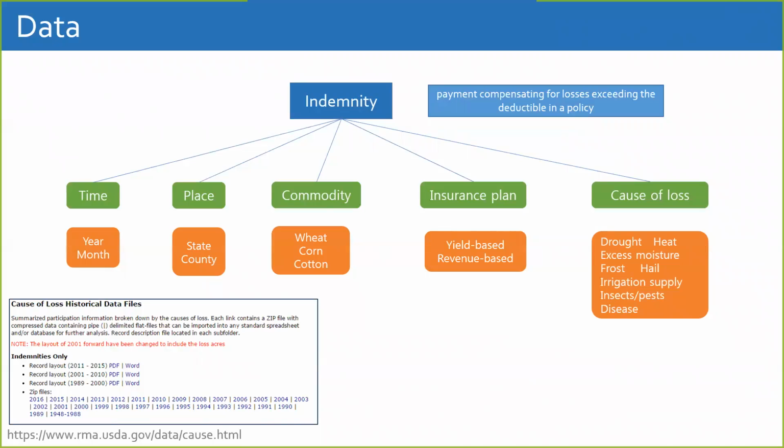Briefly, the data that we're using are publicly available from RMA. They're available at this website on the bottom left. Each indemnity or payment is associated with the time, place, what they call commodity or crop, insurance plan, and cause of loss. Annual data with cause of loss exists starting from 1948, while monthly data begin in 1989. For this presentation, we use annual data from 2001 to 2016 to be consistent with our trend analysis of the acres affected.